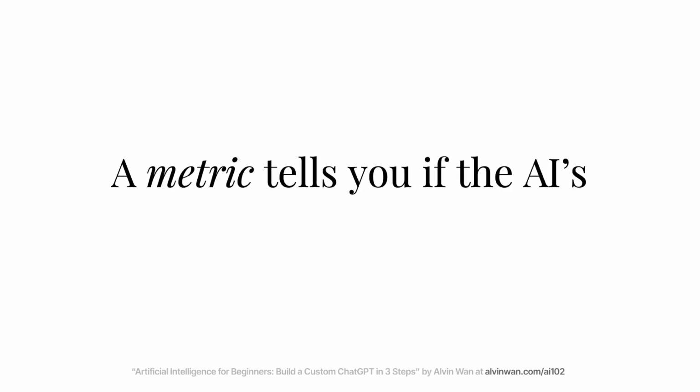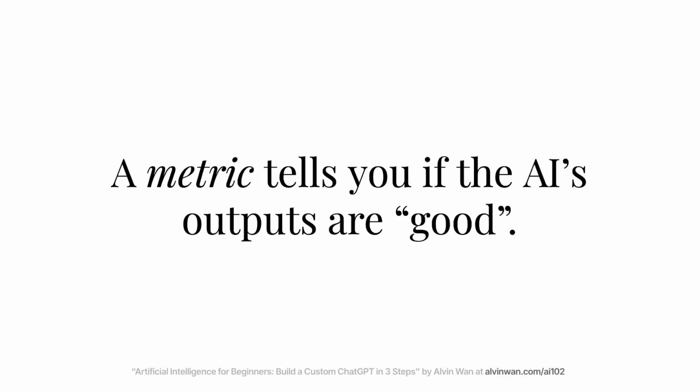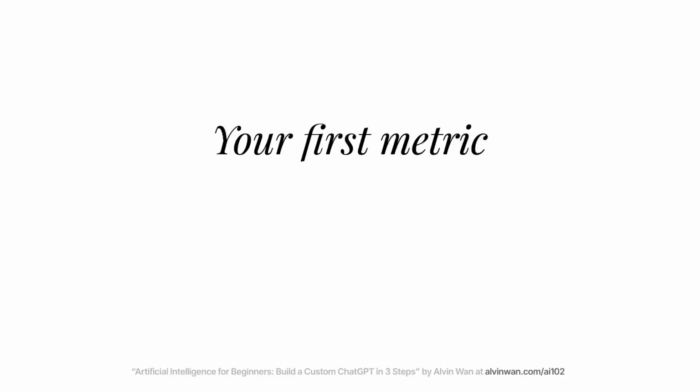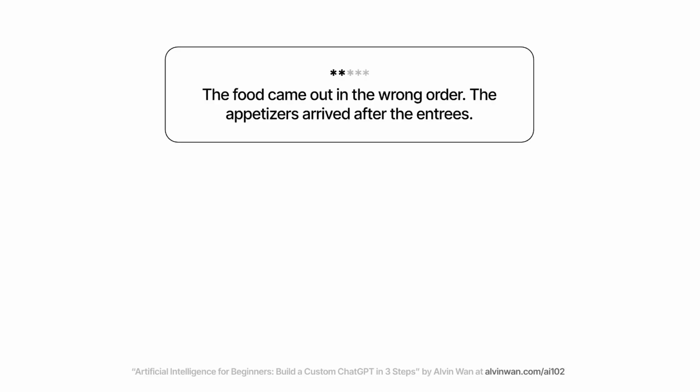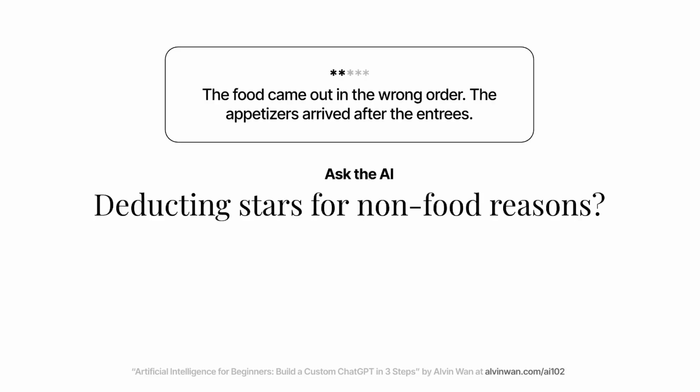At a high level, the metric tells you if AI's outputs are good. To start, your first metric will be, do I find the AI's outputs reasonable? Assess by hand first. Here's a review that complains about the order dishes were served in. We ask the AI, does this review deduct stars for non-food reasons? The AI makes a prediction, yes. Now, do I find yes reasonable? I do. The review is deducting stars for service, not food. The AI passes this first check.